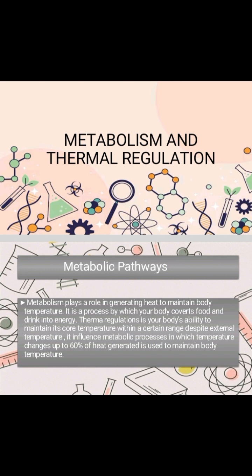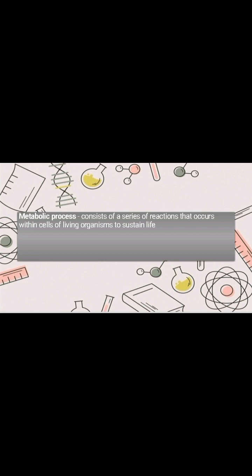Metabolism and thermal regulation. Metabolism plays a role in generating heat to maintain body temperature. It is a process by which your body converts food and drink into energy. Thermoregulation is your body's ability to maintain its core temperature within a certain range despite external temperature. It influences metabolic processes, in which up to 60% of heat generated is used to maintain your body temperature. Metabolic process consists of a series of reactions that occur within cells of living organisms to sustain life.